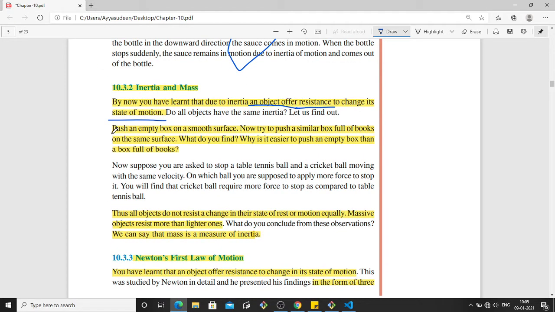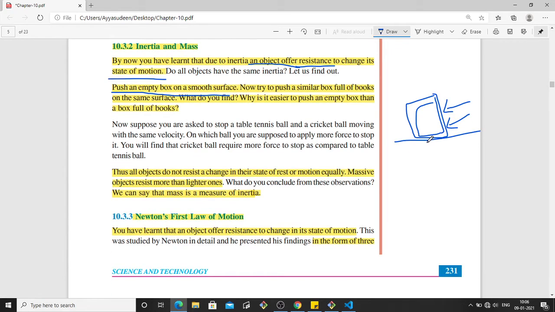There is another example. If you push an empty box on a smooth surface, if you apply the force here, you can push it easily. But if it is full of books, then you will have to apply more force. Why is that? Because the mass has increased. That is the reason.